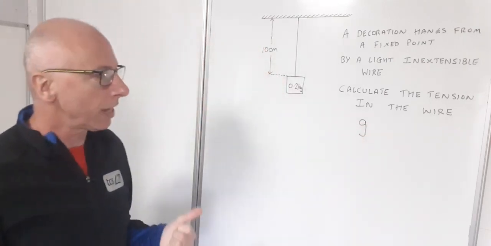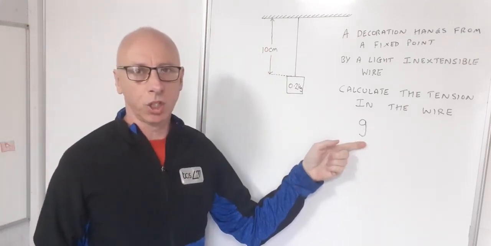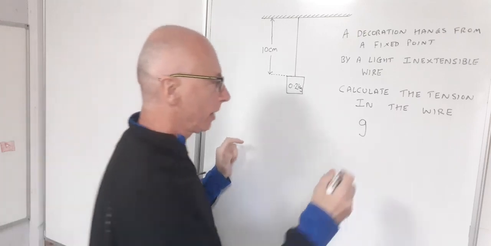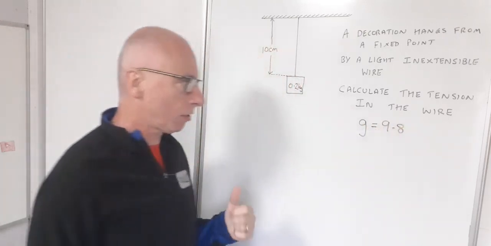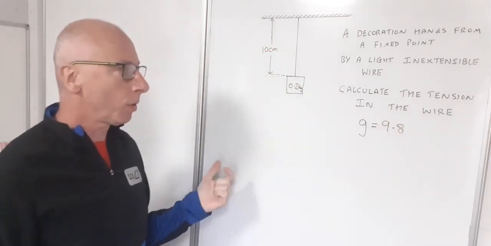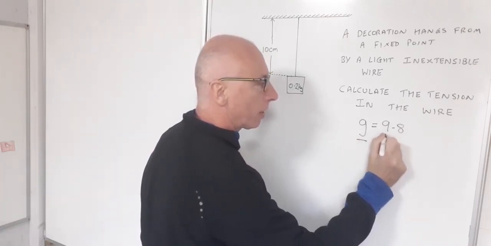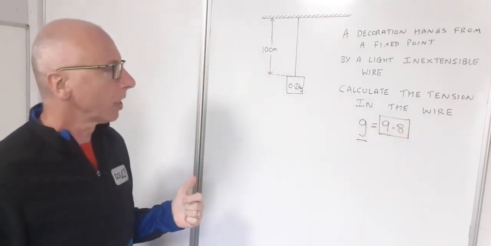Now in most questions that will be given to you. If it's not, you just leave it as the variable G. Now for this question I'm going to let G equal 9.8. So G equals 9.8. That's my gravitational constant. Now you don't always need to use that, but if not, just use this. If you're given it, then use this as part of your answer. So you need a numerical answer.